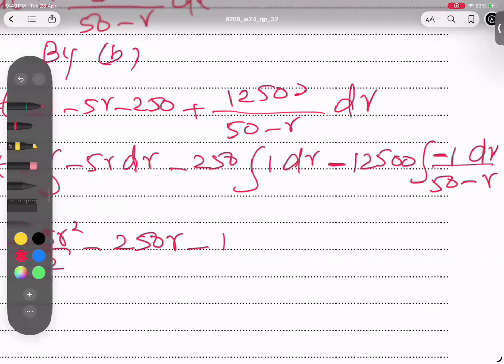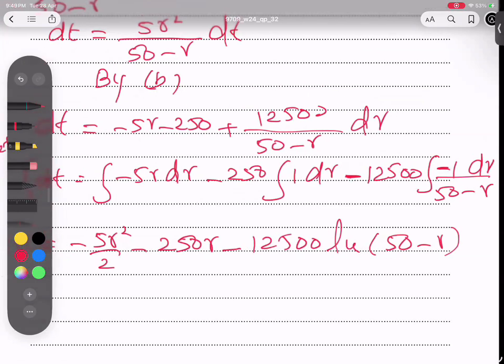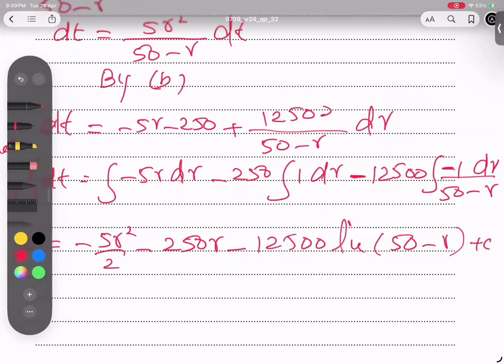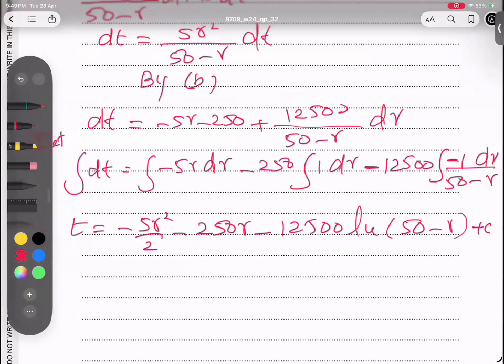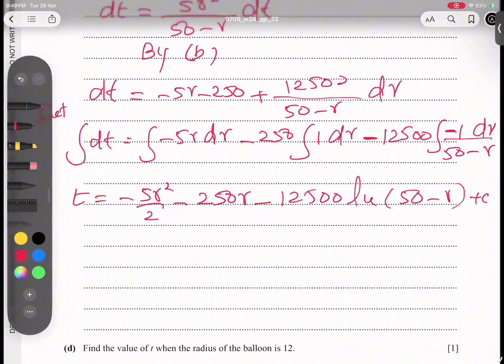And I can say here 12500 and logarithm of 50 minus r, because basically we are looking for the function down and differentiation in the numerator. So I think this part is clear, students, and we have to complete it now. Okay, this part is clear. Now plug in the values.